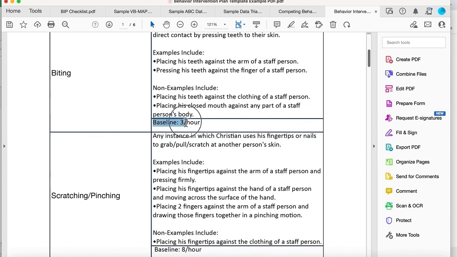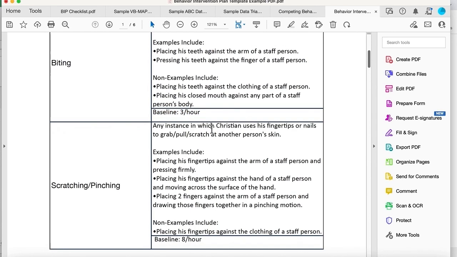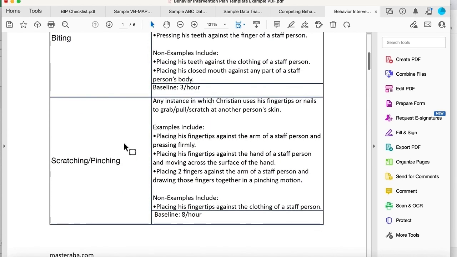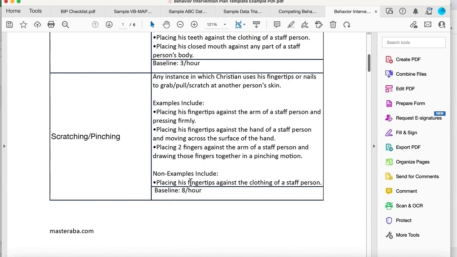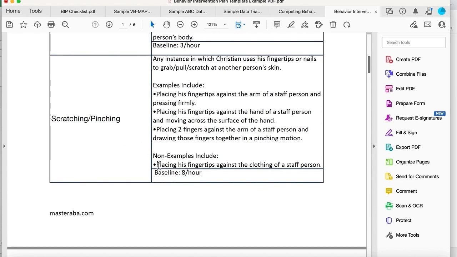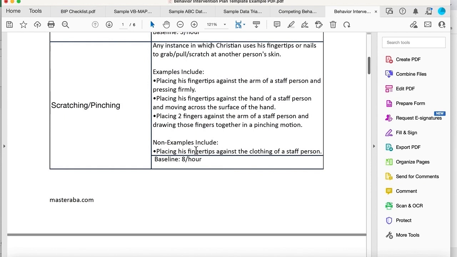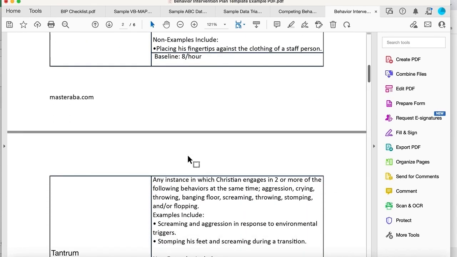We have the baseline data. So for him, biting occurred 3 times per hour during the initial assessment. We have scratching and pinching. And again, you have the body of the definition, you have your examples, and you have your non-examples. This has more examples than non-examples. For Christian, if he was scratching or pinching above somebody's clothing, we didn't count that. So I wanted to make sure to include that as a non-example, because in this definition, one of the keys is that it's another person's skin, not their clothing. That occurred 8 times per hour during the initial assessment.